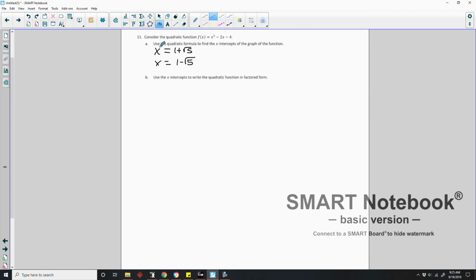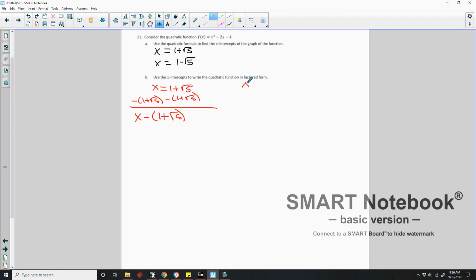Okay, so here's our two x-intercepts. So to use the x-intercept to write a quadratic function, you would just simply say, well, if I have x equals 1 plus the square root of 5, and I want this to be 0 over here, then I have to subtract the whole thing. And what I do to one side, I do to the other. So this is going to be x minus the quantity 1 plus the square root of 5. Okay, and then I do the same for the other one.